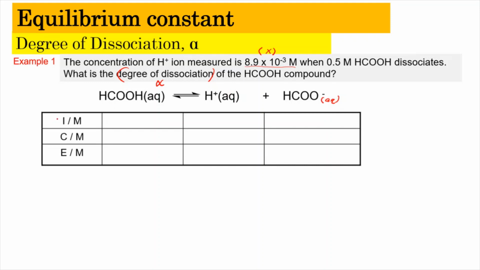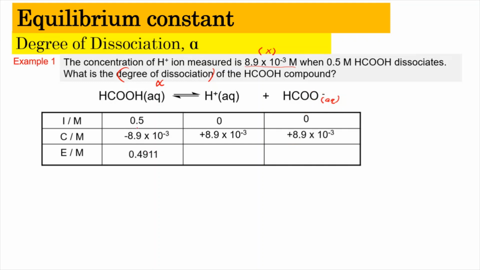So the initial concentration of HCOOH aqueous is 0.5 molar. And then at the initial stage, we don't have any concentration of the H plus as well as the methanoate ion. So we're going to put 0 and 0 here. And as time goes by, the concentration of the HCOOH is going to be reduced by X, which is 8.9 times 10 to the power of negative 3. And then the concentration of H plus is going to increase by 8.9 times 10 to the power of negative 3. Similarly goes to the methanoate ion.